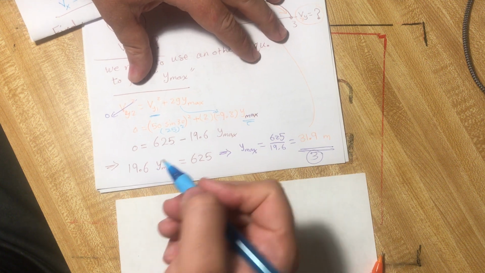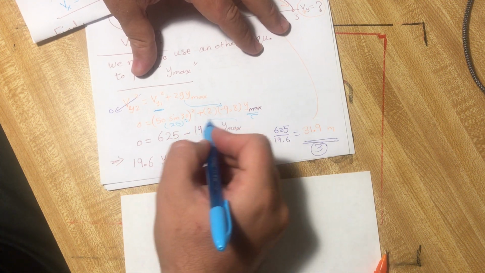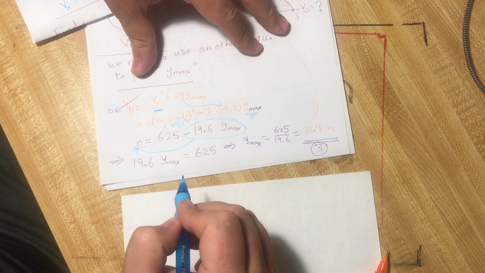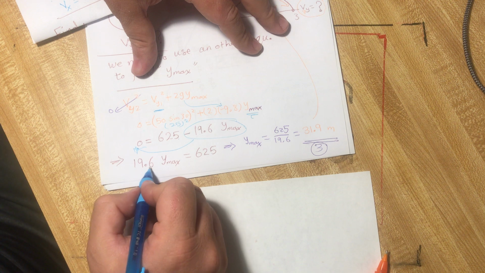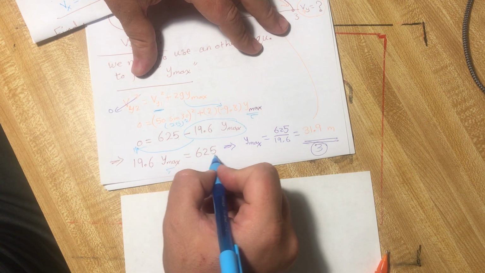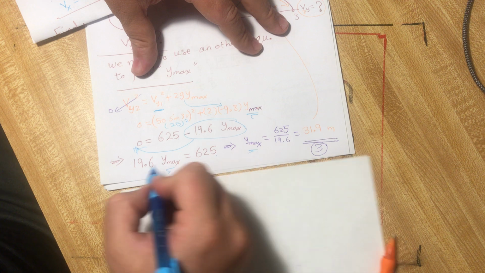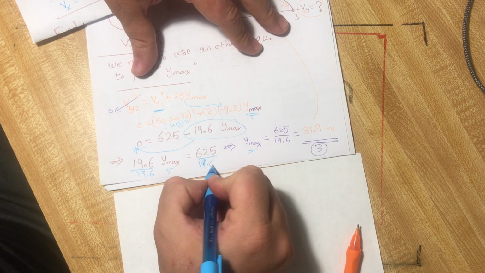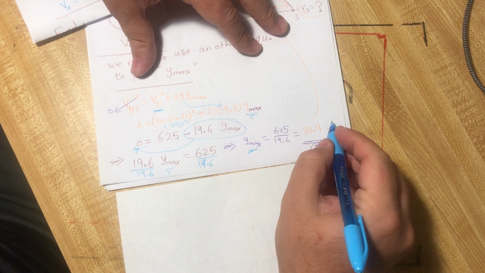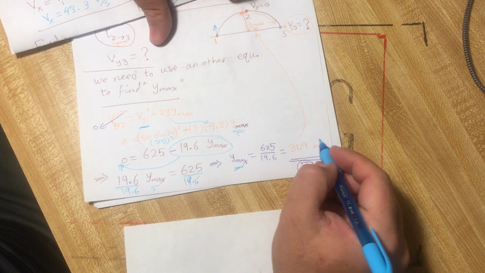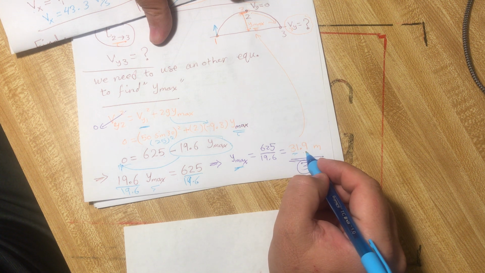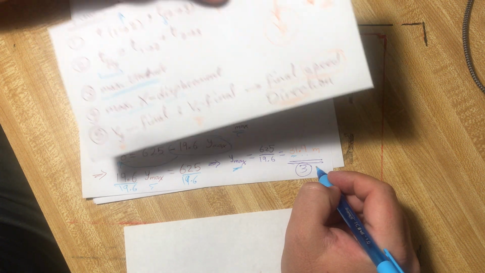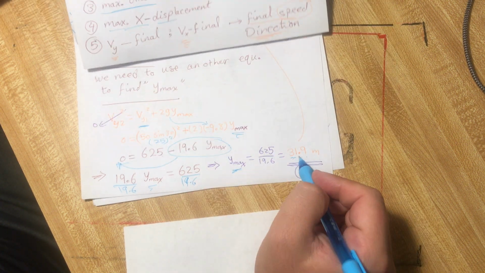In this case, if I move this term to the left hand side of my equation, then 19.6 y max is equal to 625, and for y max I can divide by 19.6. Then y max, the highest altitude, will be 31.9 meters. This is the required number 3. Okay, I find it now.